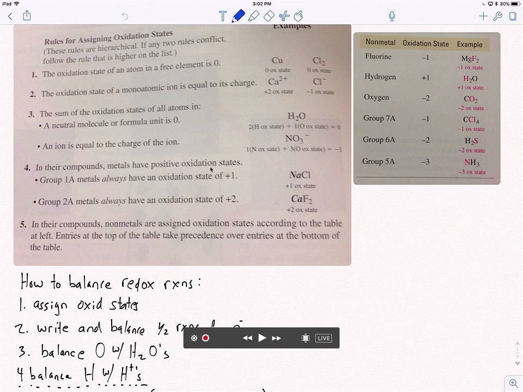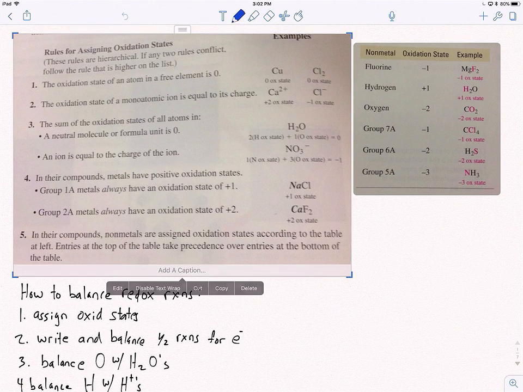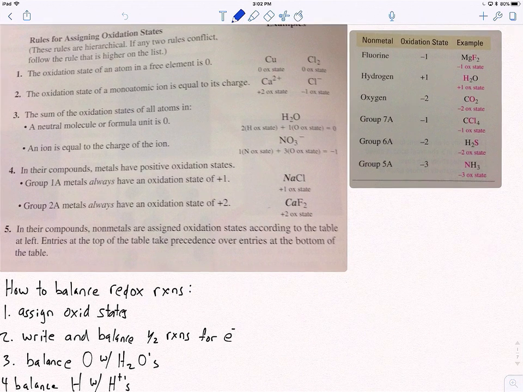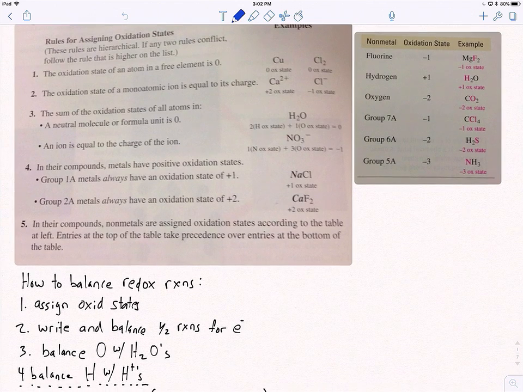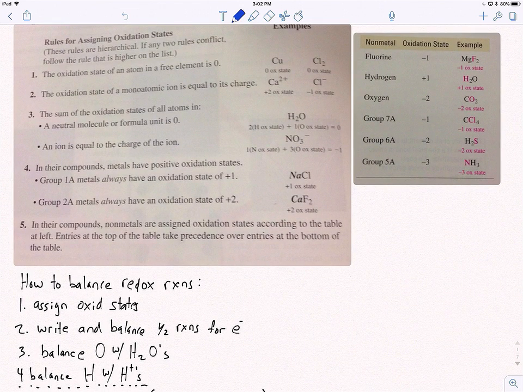All right, so I'm starting class now. Today we're just doing one thing: how to balance oxidation reduction reactions. We're gonna spend the whole day doing this, well, at least the whole hour and 15 minutes that we're here. Does anybody have any questions or anything before we start?